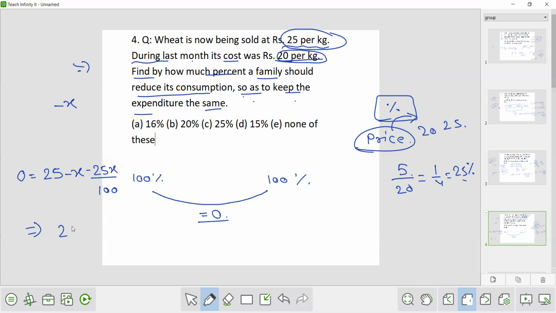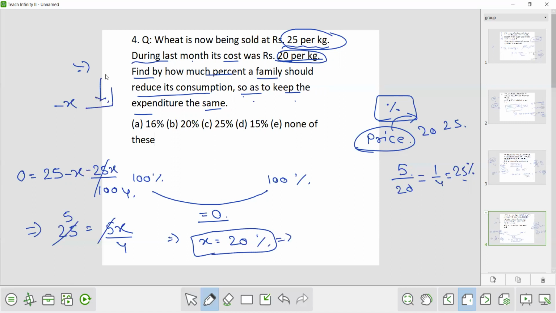So this 25 is equivalent to x by 4. Okay. So x plus x by 4, that is 5x by 4. It will go on the left hand side and become plus 5x by 4. Now cancel 5 from this 25. It is 5. Now x is equivalent to how much? 20%. So by how much should the consumption reduce? Consumption should reduce by 20%. Option B is the correct answer.